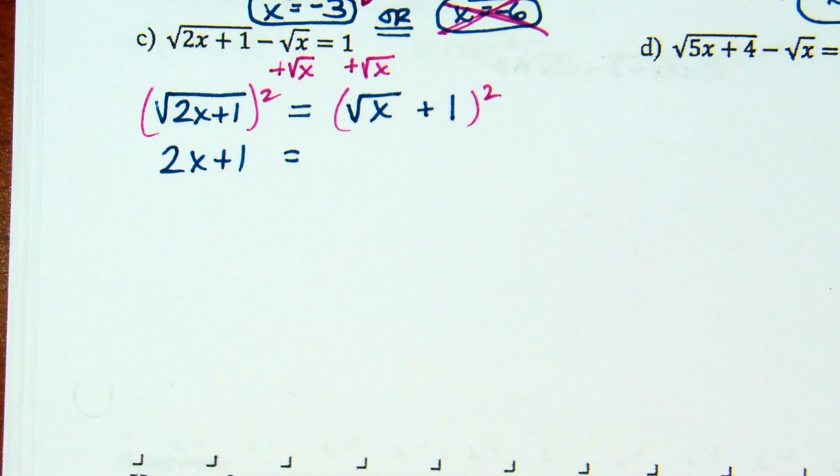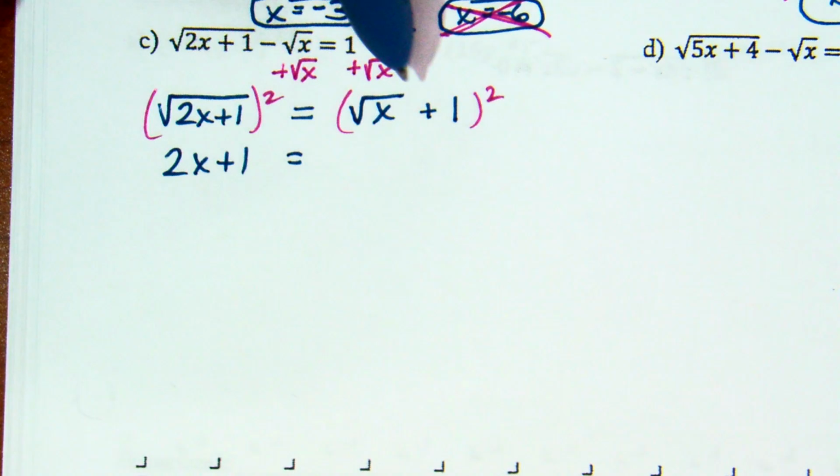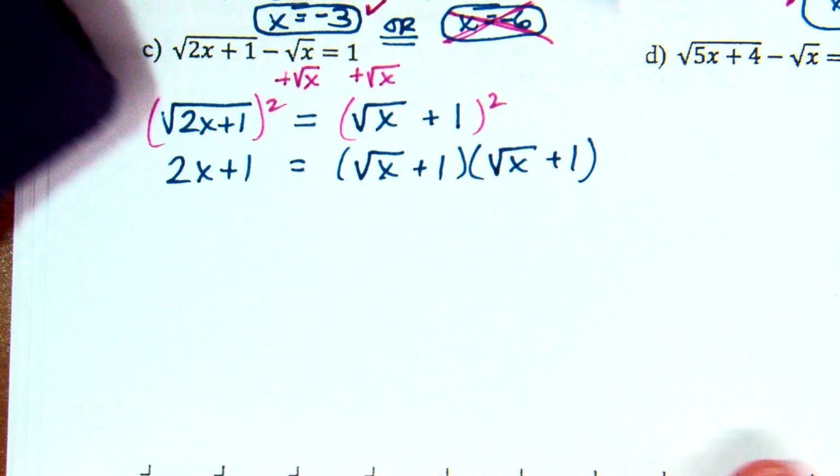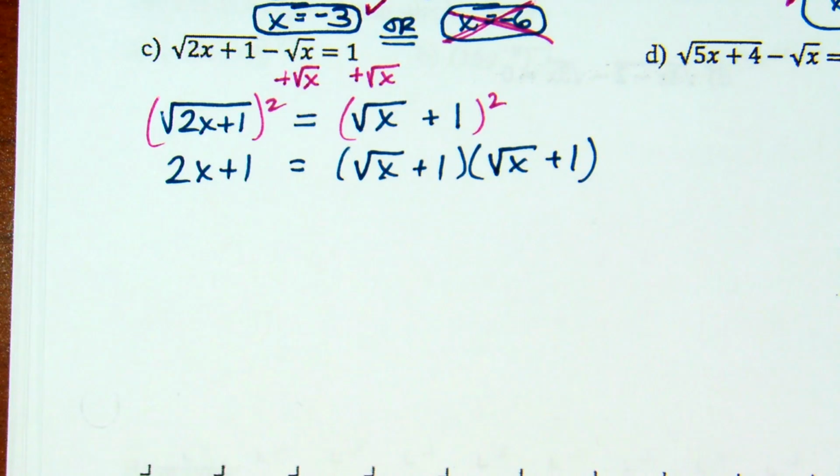So, hang on with me. I'm going to write it out. I feel like you guys will do better if you can see it. Square root of x plus 1 times square root of x plus 1. So, when we FOIL, 2x plus 1 is still on my left. What is the square root of x times the square root of x? X, yes? You could say square root of x squared, but easier to just say x.